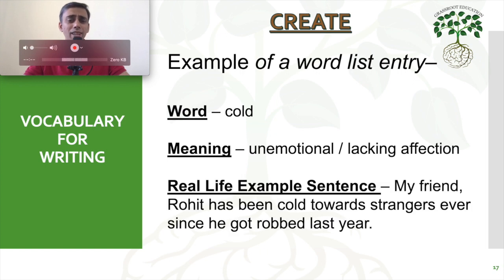Okay. Now look at this real life example sentence. So I have a friend Rohit who is very cold towards strangers. As in, he does not talk in a very friendly manner towards strangers because he got robbed last year. So last year he trusted a friend, and because of that trust, he got looted of his money. Unfortunate incident, but since then he has been very careful towards any new person that he talks to. So what I'll say, my friend Rohit has been cold towards strangers ever since he got robbed last year. This is my real life example sentence.